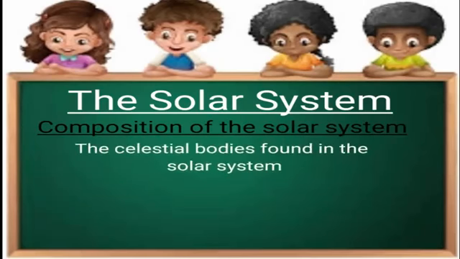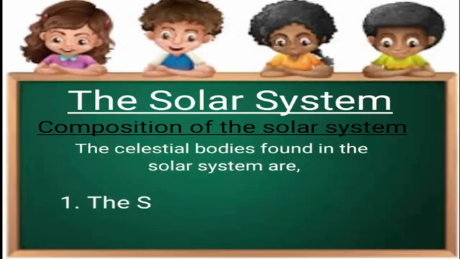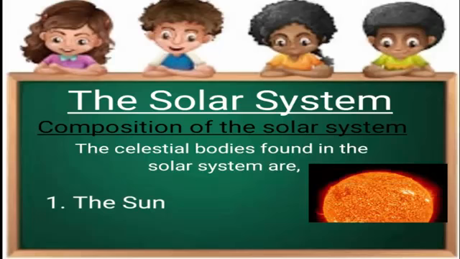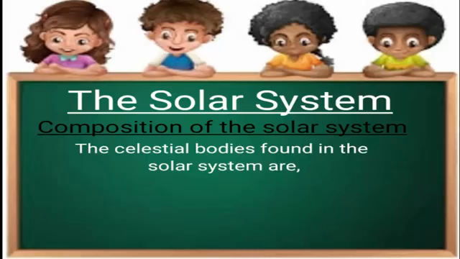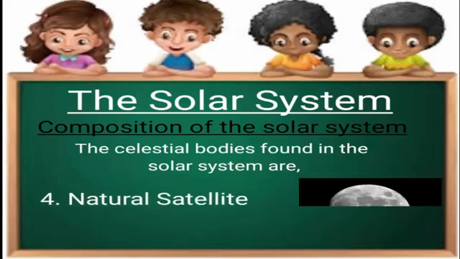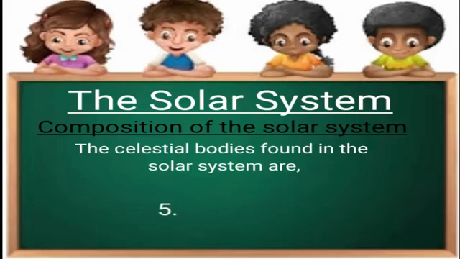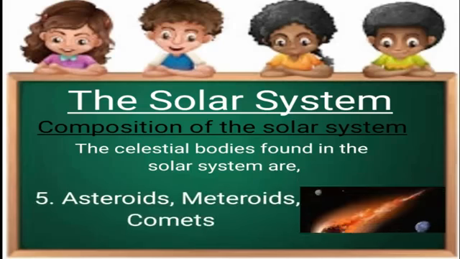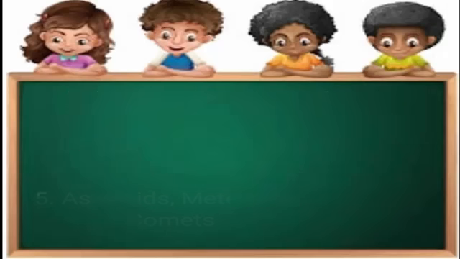The celestial bodies found in the solar system are listed below as: Number 1, the Sun, the main celestial body of the solar system. Number 2, planets, the largest celestial bodies. Number 3, dwarf planets. Number 4, natural satellites. Number 5, asteroids, meteoroids, comets.